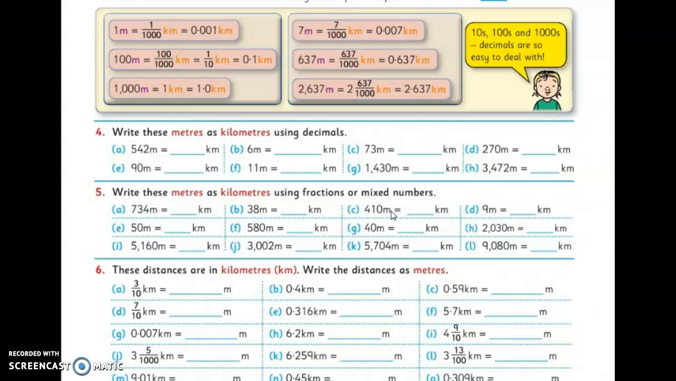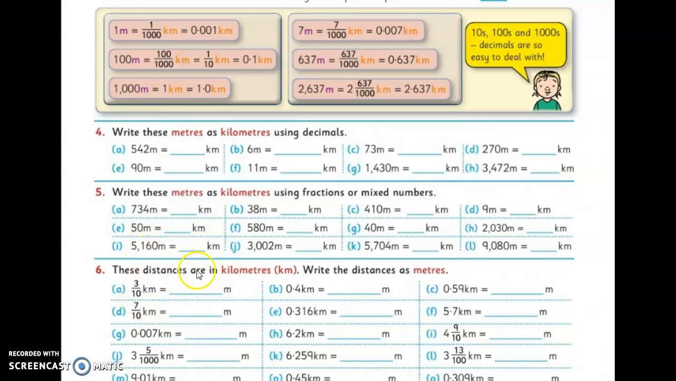This one, 410 meters. Have we got a kilometer? No, because we need 1,000 meters to make a kilometer. We don't have 1,000 meters. So it's 0.410. Now this one, 9 meters. Have we got a kilometer? No, because it takes 1,000 meters to make a kilometer. So it's 0.009. And I leave you to do the rest of them yourself. The ones down the bottom, you will have kilometers. Look, you're going to have 5.160 there.